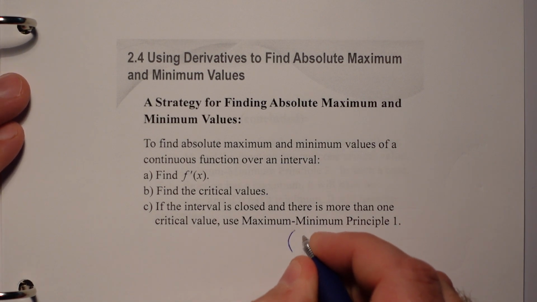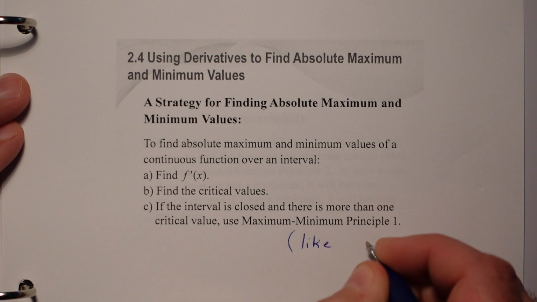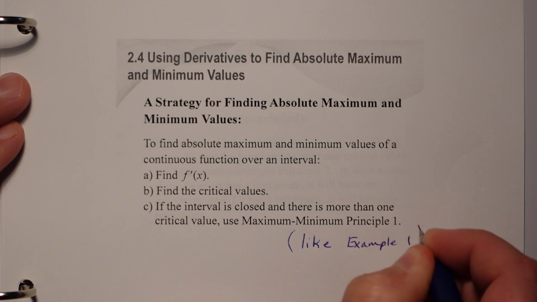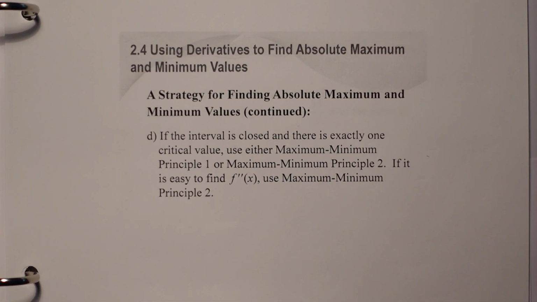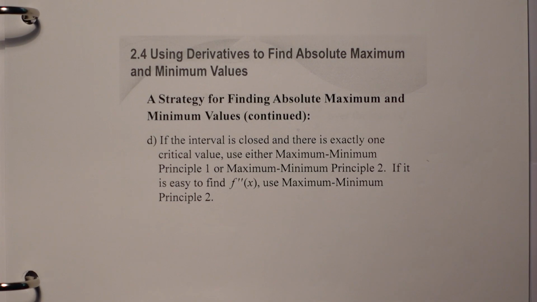And I'm just going to have you add a note here. This would be like example 1. So that's the strategy that we used in example 1. Down at the bottom, they give us an alternative approach. If the interval is closed and there's exactly one critical value, you could use either maximum minimum principle 1 or maximum minimum principle 2. If it's easy to find the second derivative, then I would recommend maximum minimum principle 2.